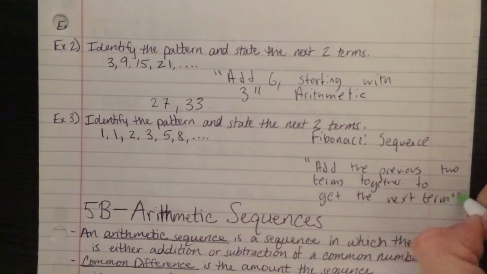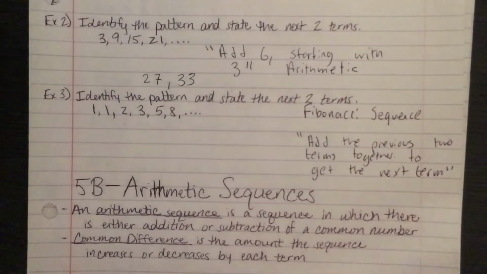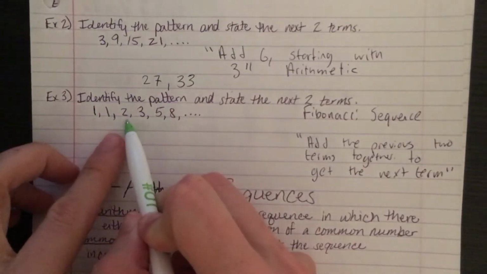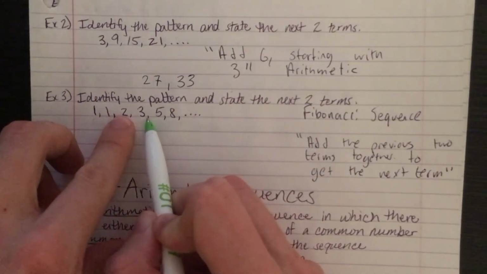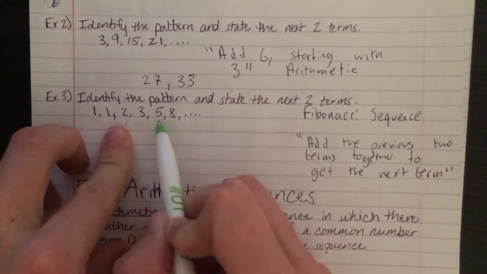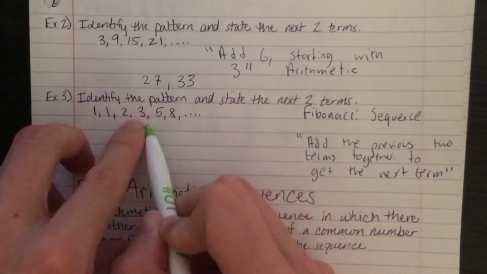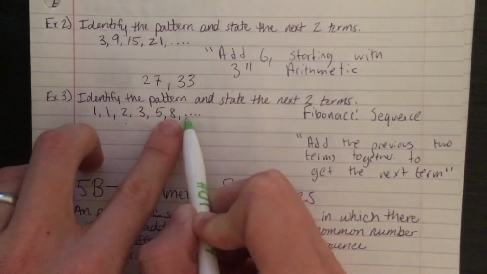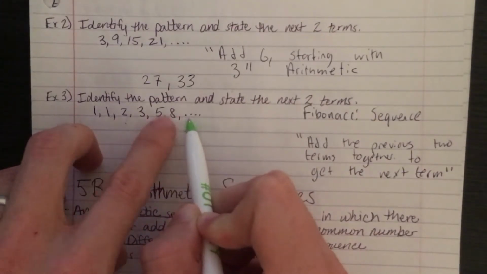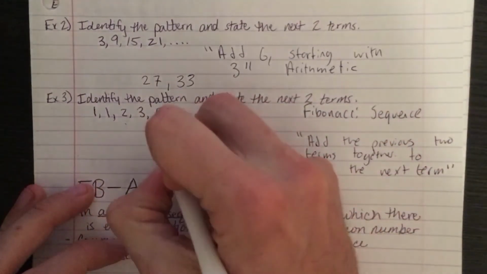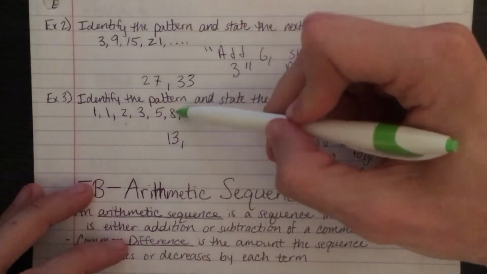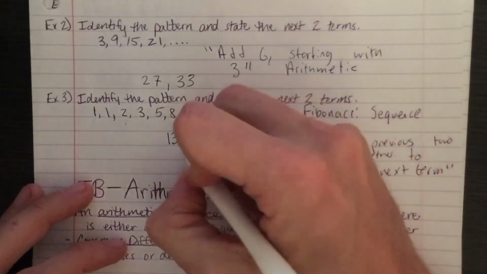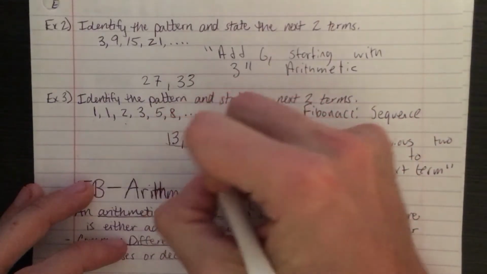the next term. So if you're looking at this now, this 2 came from doing 1 plus 1, this 3 came from 1 plus 2, 5 came from 2 plus 3, and to get 8, we did 3 plus 5. So then to get the next term, we're going to say 5 plus 8, so the next term in that Fibonacci sequence is going to be 13. Then I'm going to add 8 and 13 to get the next one, which is 21.